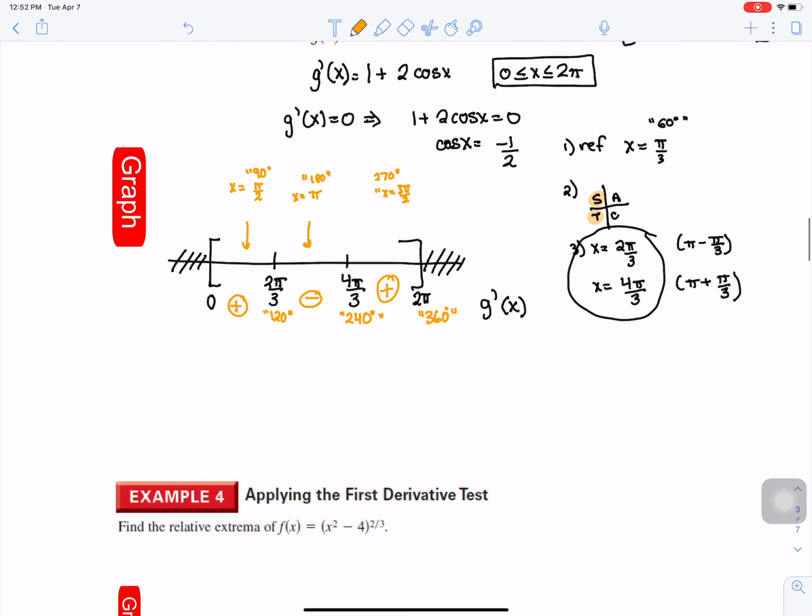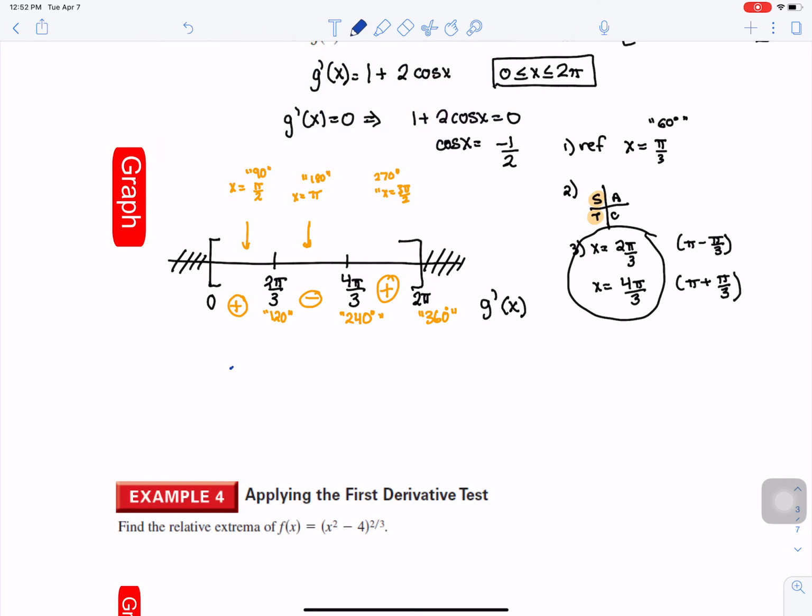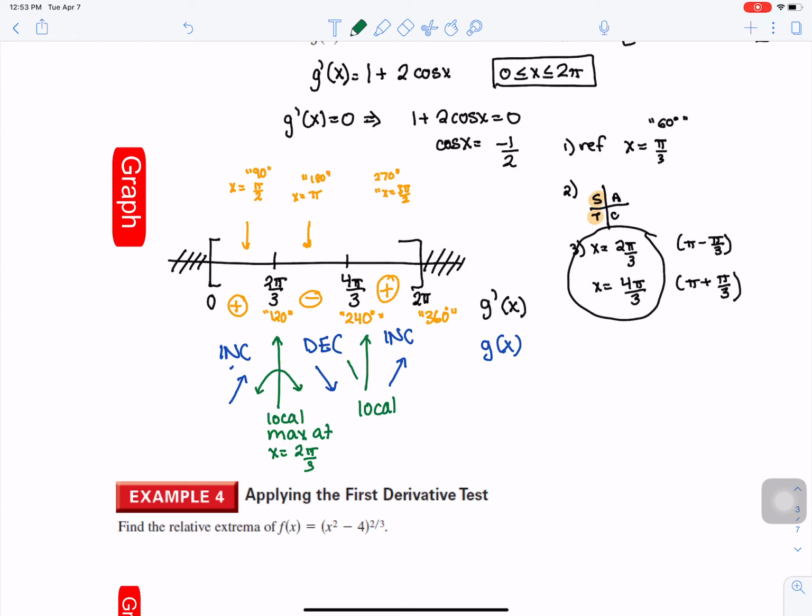Okay. So now I can say, let's use another color here. g of x here would be increasing, decreasing, increasing. So we know that the graph is kind of going up and then down and then back up. So if I needed to make a conclusion on what's happening right at this value, we can see it swinging like that. So there's a local max at x equals 2 pi over 3. And then over here we have a local minimum because it's going down and then up.